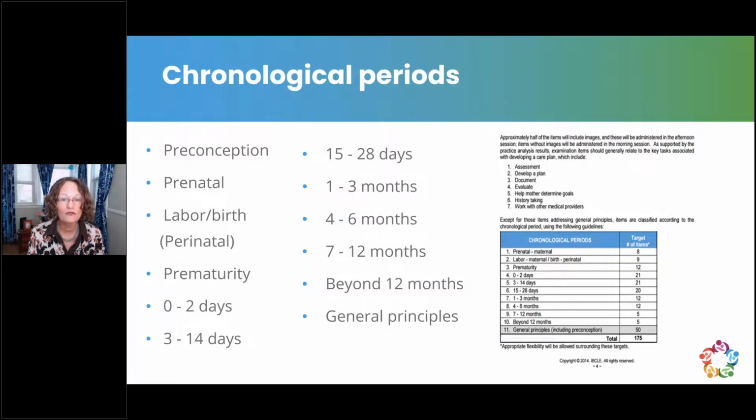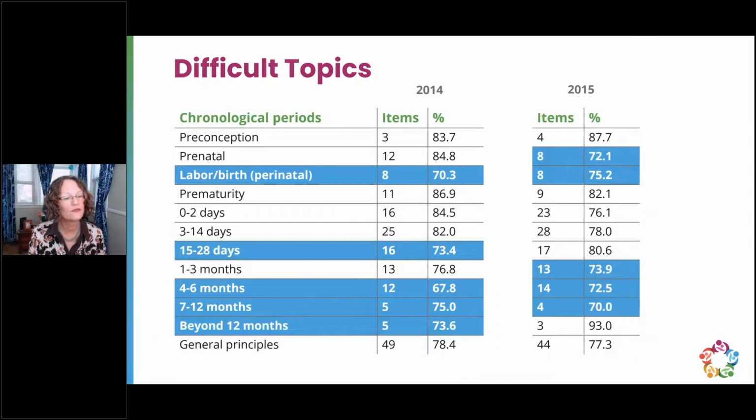The exam also covers all of the chronological periods, from preconception to toddler, with the majority of questions clustered in the early newborn time frame. So here are the test scores for those chronological stages. While you can see that there are some areas of improvement from year to year, for example, with the 15 to 28 day group, and a decline, such as prenatal setting, it appears that candidates are very good in the first few days, but seem to have more difficulties with older babies.